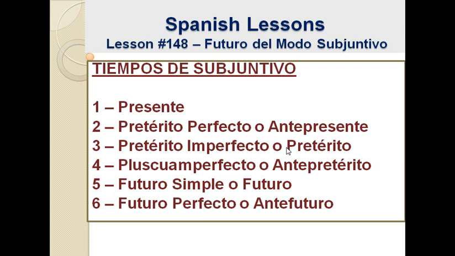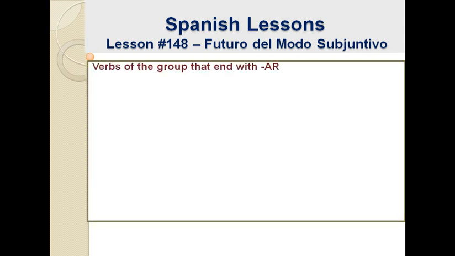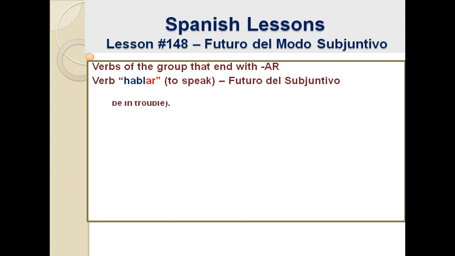So we will now conjugate the future of modo subjuntivo in the first classification of Spanish verbs, then the second one, and then the third one. We will begin with the verbs that end in AR, that is the first group of verbs. We will take as an example the verb hablar, or the verb to speak. Hablar is a good example of a regular verb of this first group.